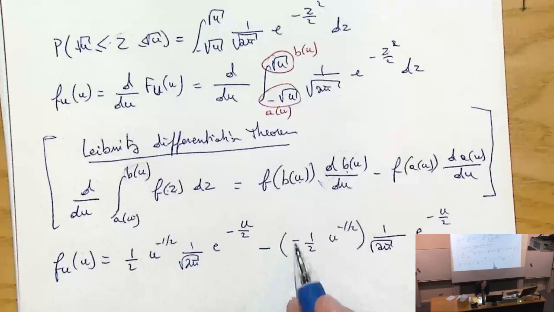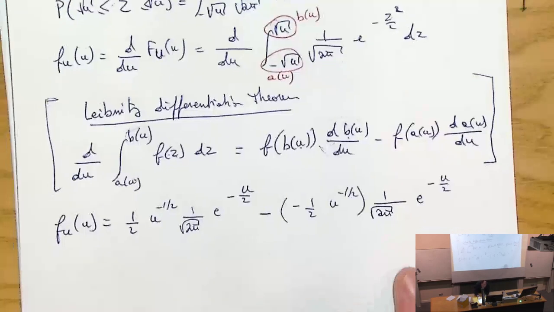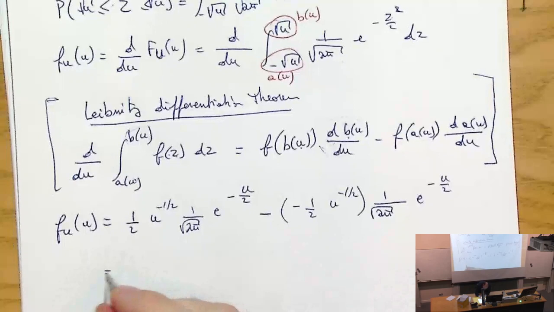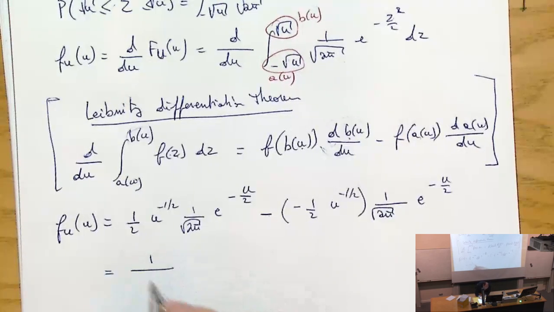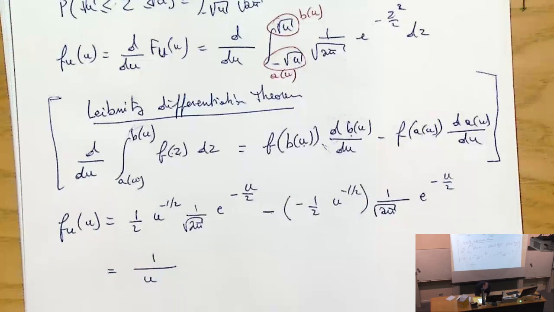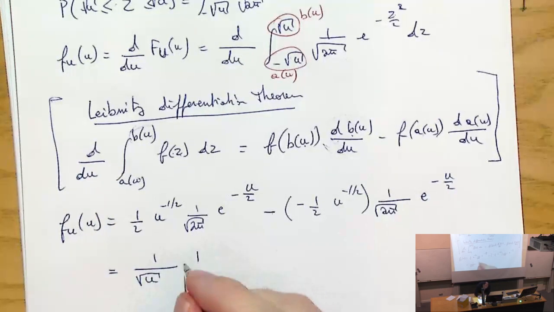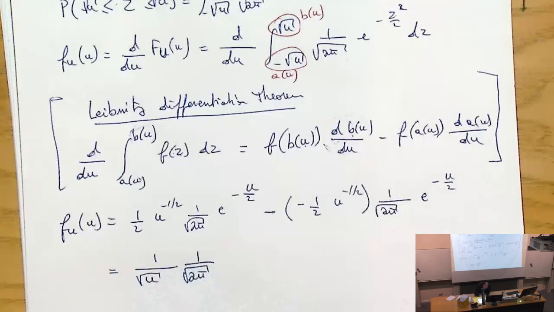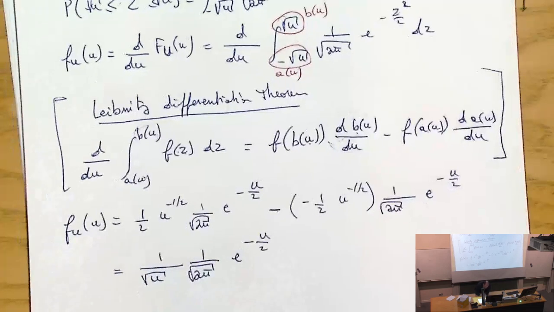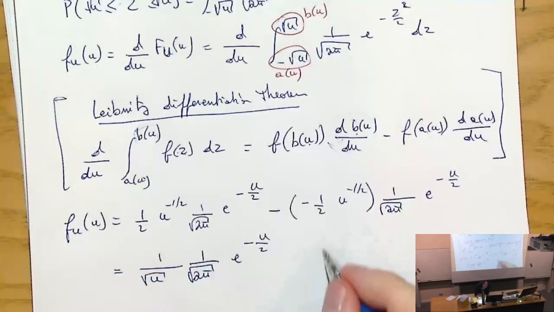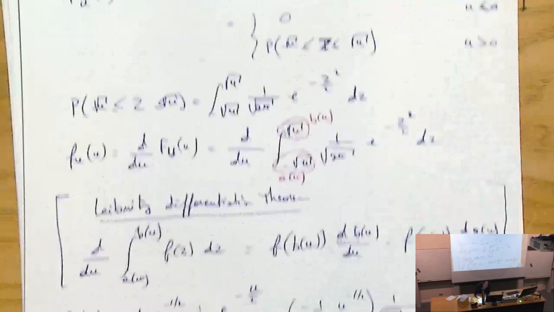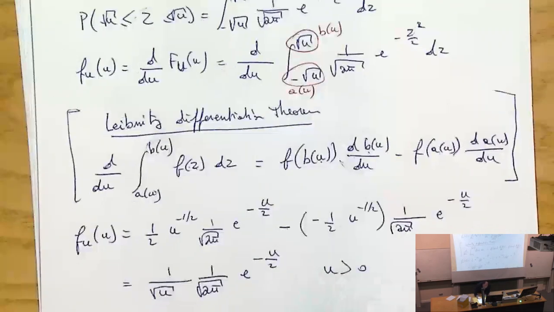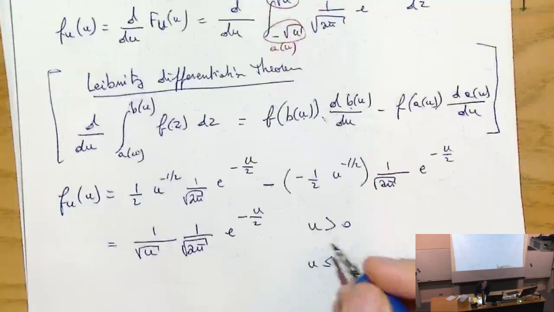Right, so this minus and minus becomes a plus. And so what I have here is 1 over square root of u, times 1 over square root of 2 pi, e to the minus u over 2. And this holds if u is positive, and if u is negative, you get 0.